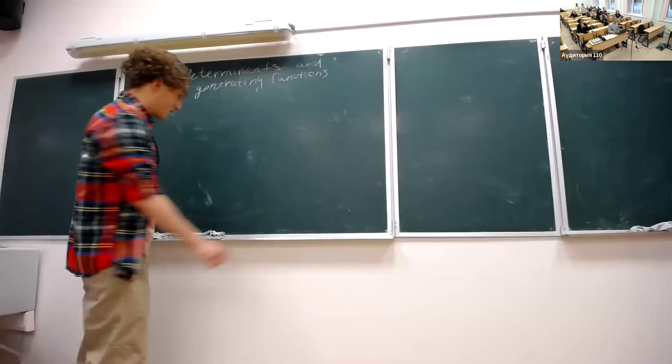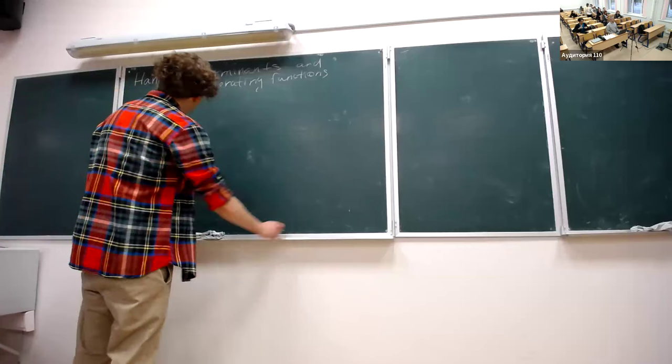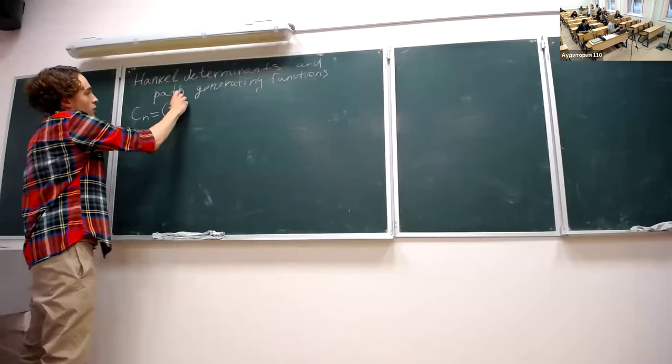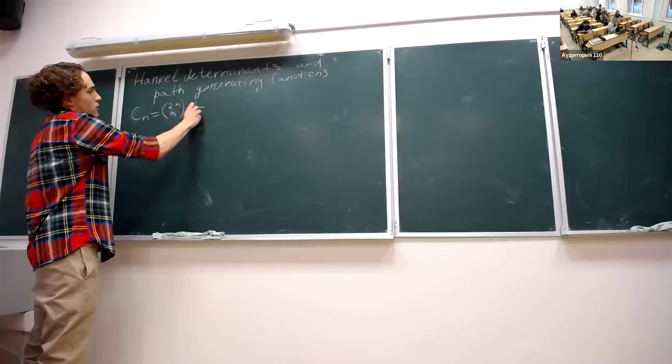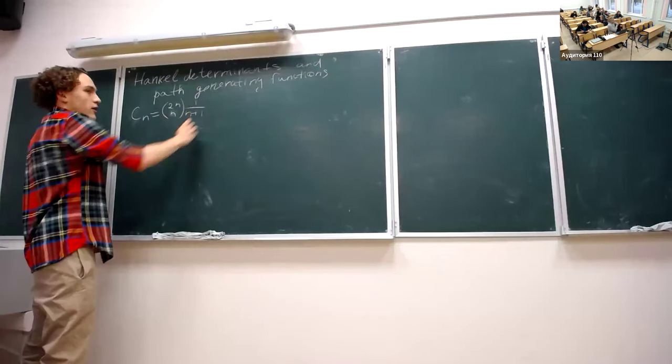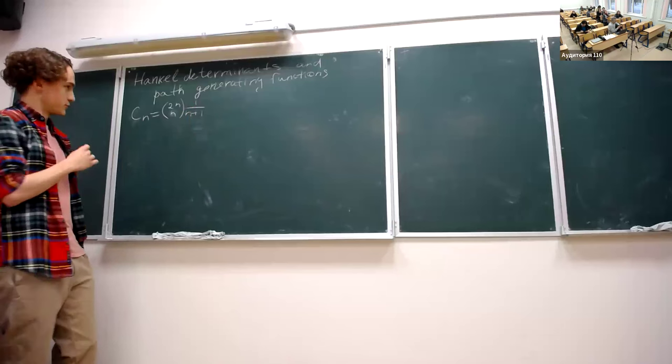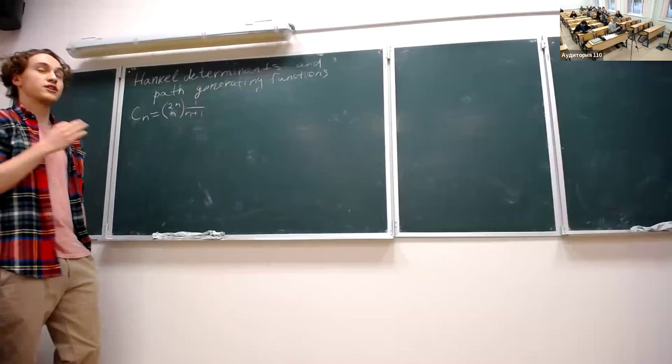So everyone knows that Cn equals the following formula. And there are dozens of different combinatorial interpretations. Please write down that this is the nth Catalan number.